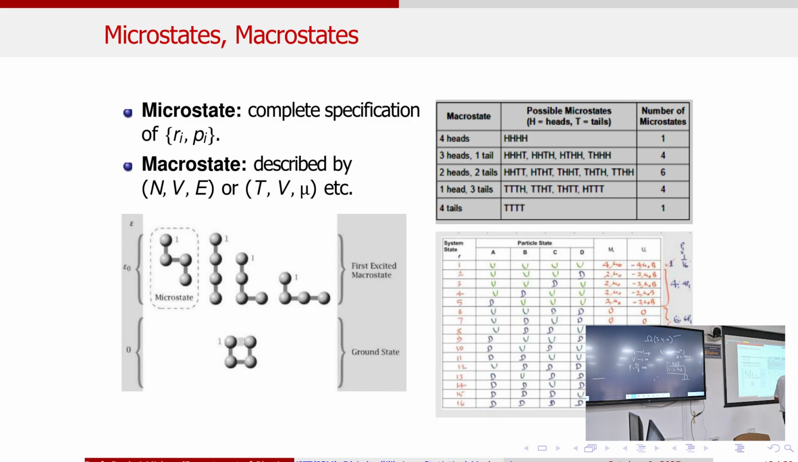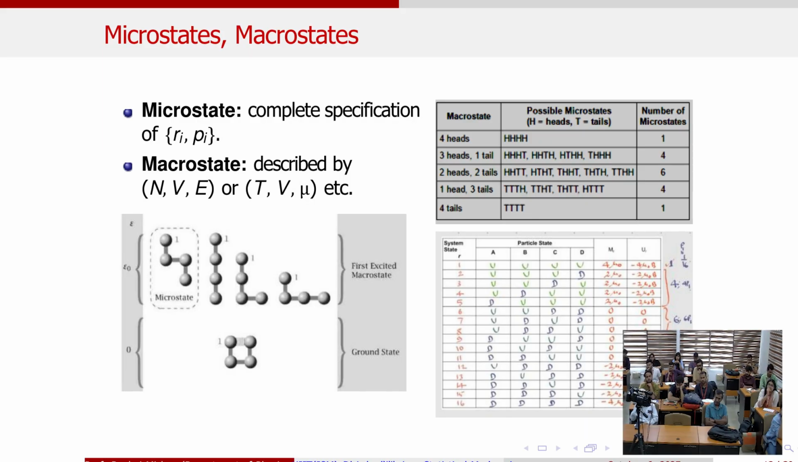Now here I have tabulated the various configurations of a 2-state system. A 2-state system means a particle which can point in an up direction or down direction with respect to an externally applied magnetic field, and the corresponding magnetic moment and energy are also listed here.